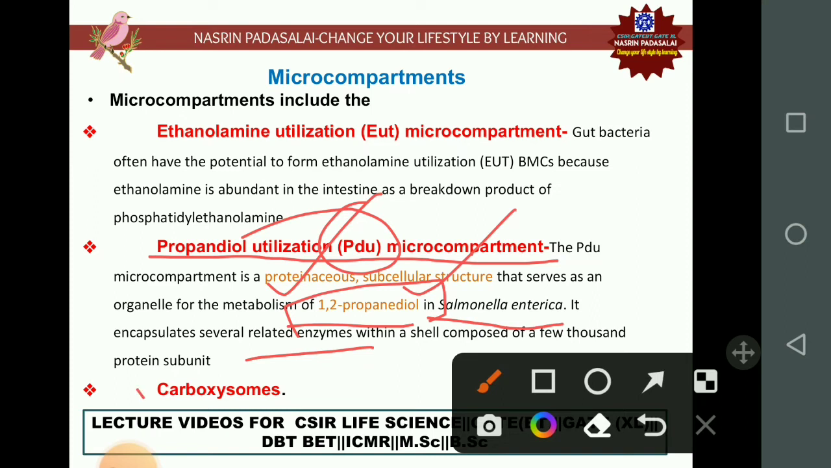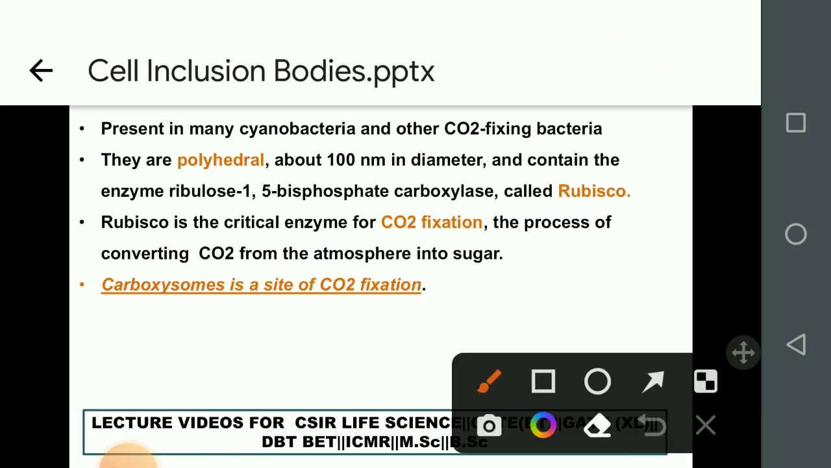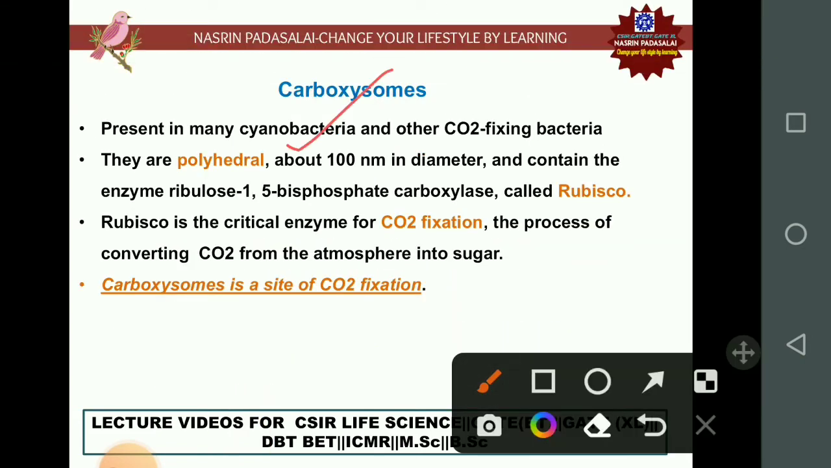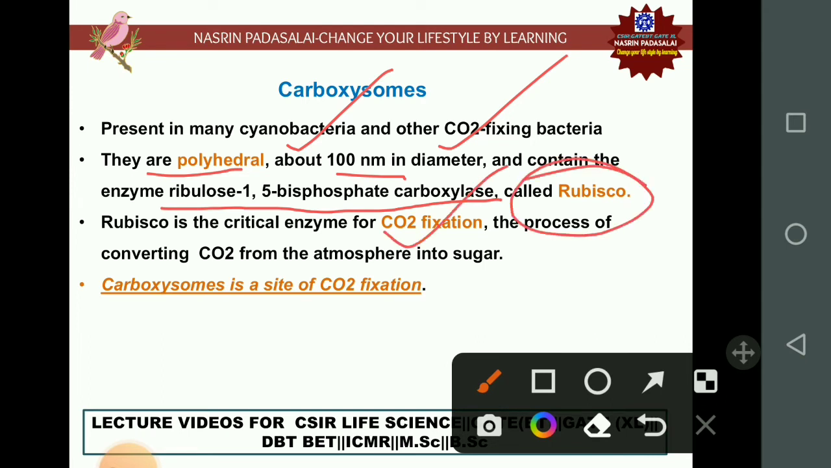The last type of microcompartment which we are going to study in detail is the carboxysome. Carboxysomes are present in cyanobacteria, and in addition to that they are present in a few other carbon fixing bacteria. These carboxysomes are polyhedral in structure and their size is 100 nanometers in diameter. Inside this carboxysome microcompartment there is an enzyme called ribulose 1,5-bisphosphate carboxylase, in short form called RuBisCO. This RuBisCO plays an important role in CO2 fixation. So what is meant by CO2 fixation? CO2 fixation is the process of converting the carbon dioxide absorbed from the atmosphere into sugar.